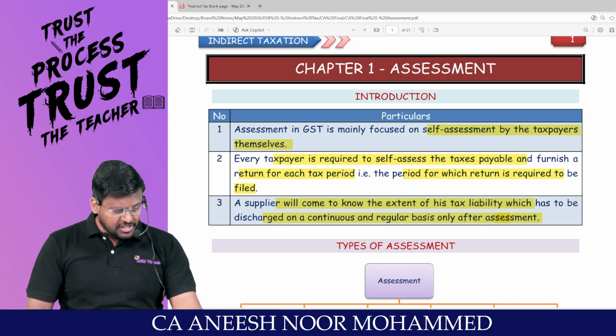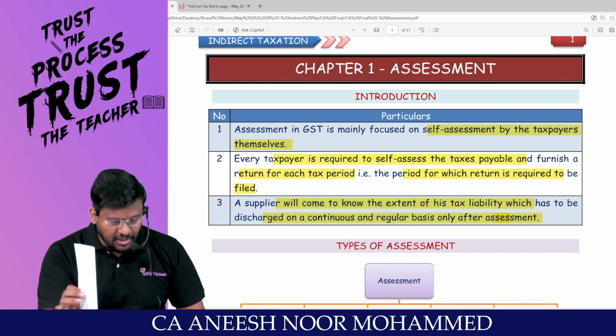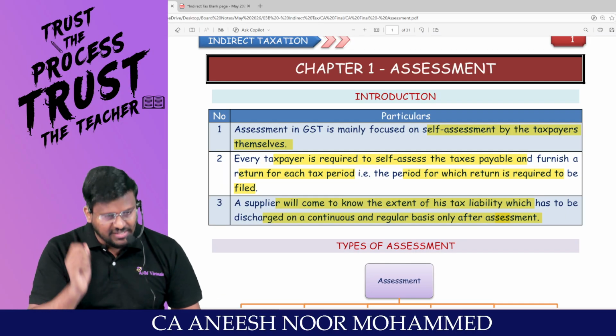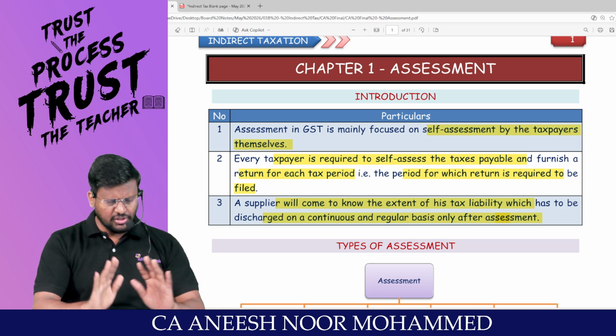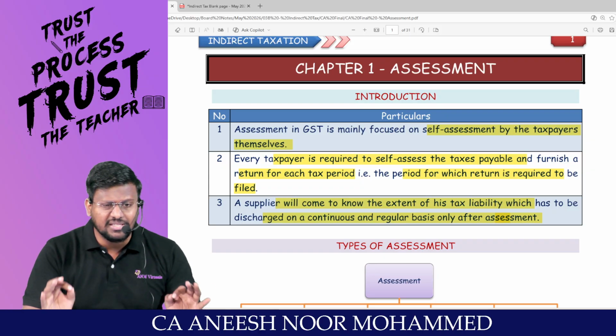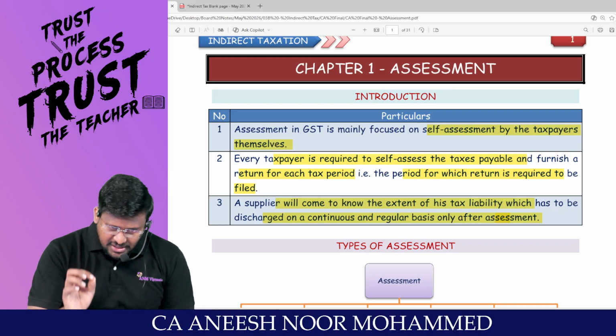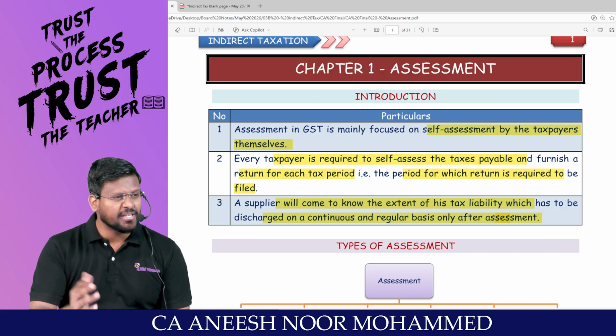Assessment. That means before I file the return for a particular tax period, I am supposed to do an assessment called self-assessment. In GST, 90% of the assessment is self-assessment. But there is one problem. If only self-assessment is there, so many suppliers will cheat the government.